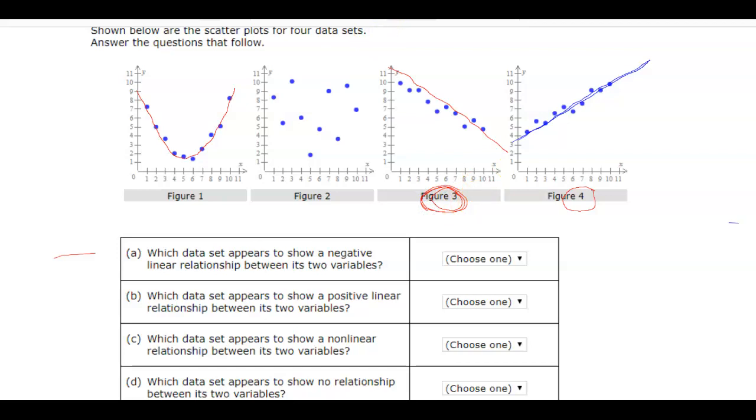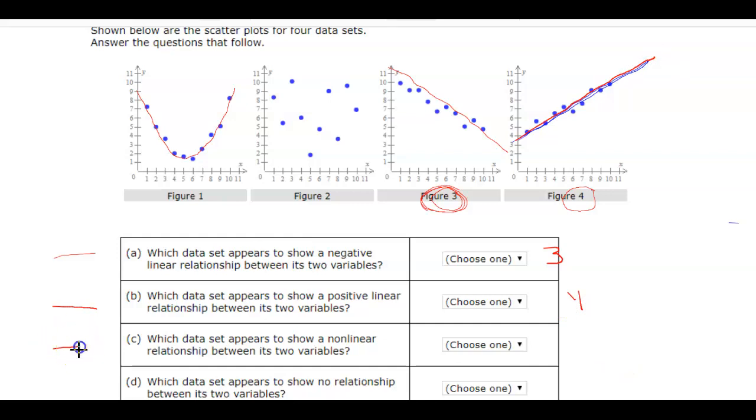All right, let's go ahead. I'm gonna change the size of this, see if that helps a little bit. Okay, letter B, which data set appears to show a positive linear relationship? So this one here was 3. And which one has a positive? If this one over here, number 4, looks like it is a positive linear relationship.